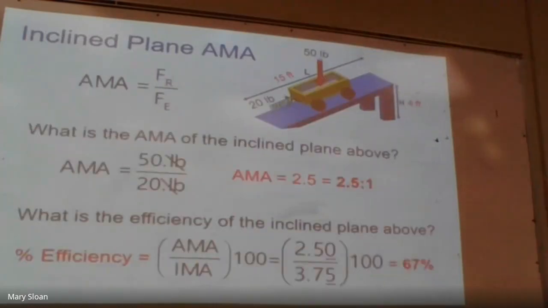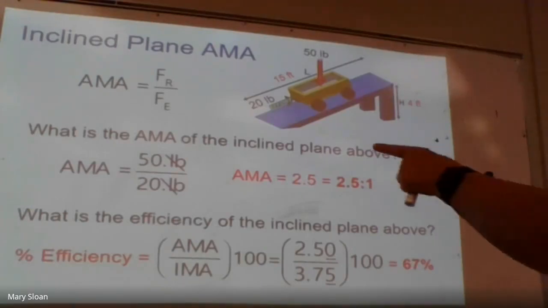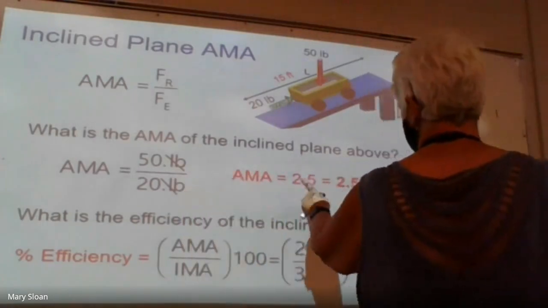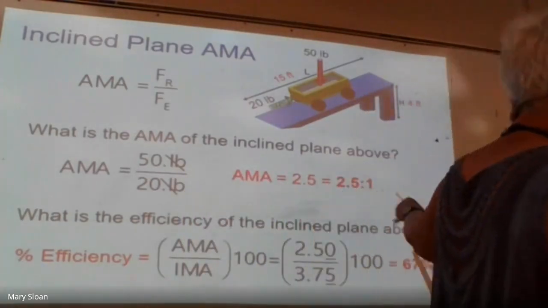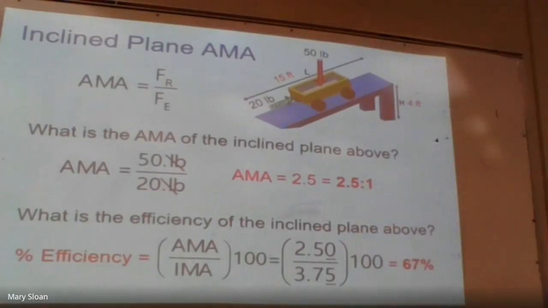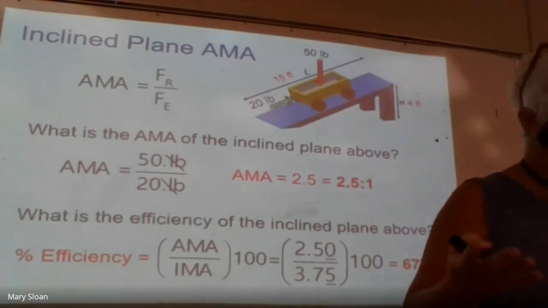Questions so far, anyone? So you would do 50 divided by 20, which will get 2.5. It would be a ratio of 2.5 over 1. But then what they did also is they found the efficiency. What is efficiency? A percentage of how effective something is. Yes. It's 67.